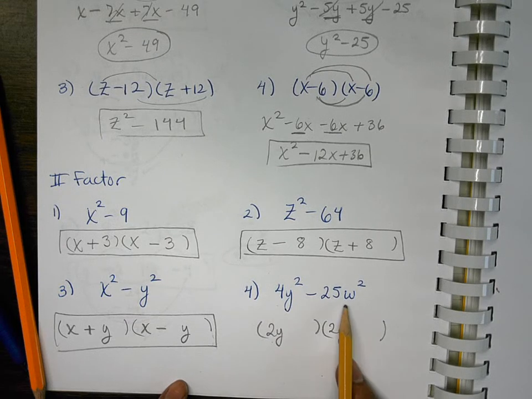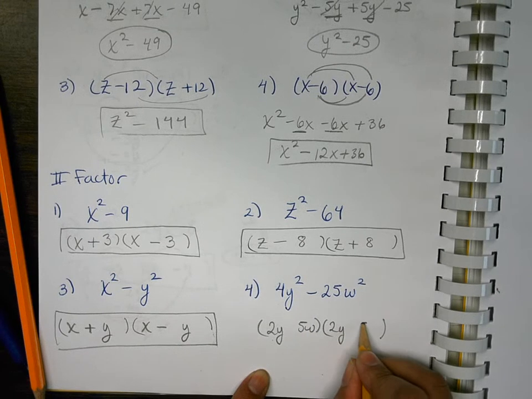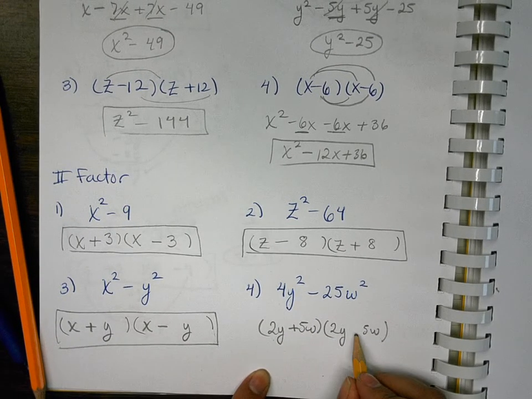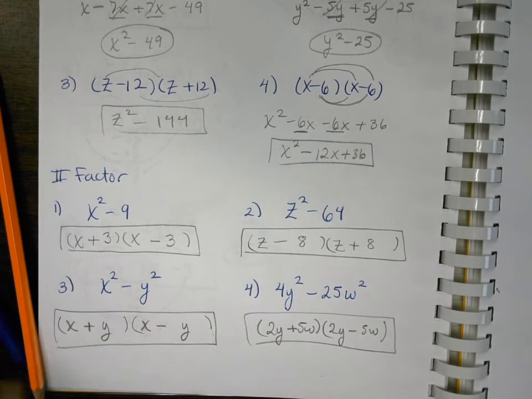What's the square root of 25w squared? 5w and 5w. Does it matter if you put plus minus or minus plus? And that's your answer. You are done. Questions? We're good? All right, do you guys agree it's not that bad?